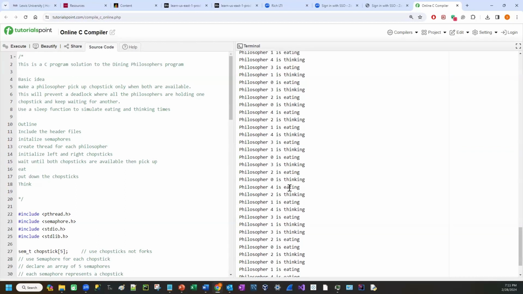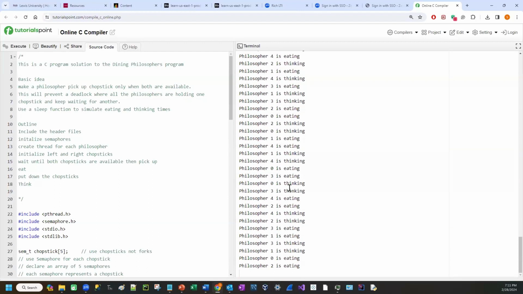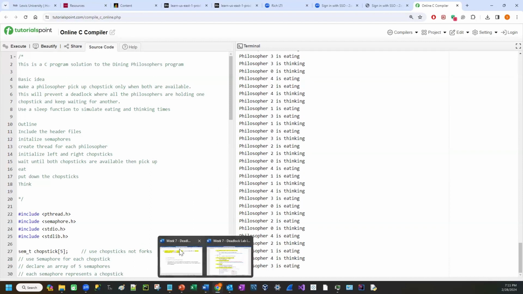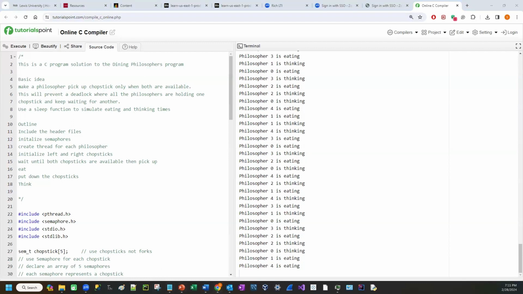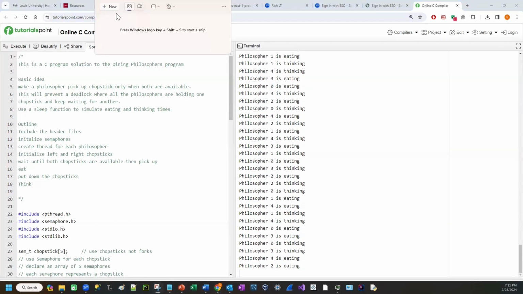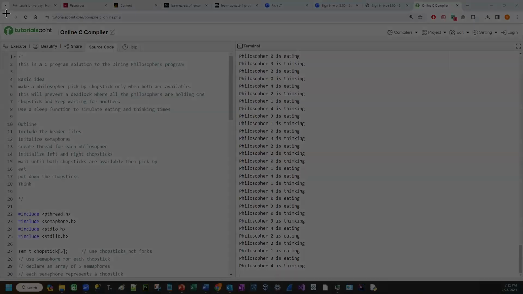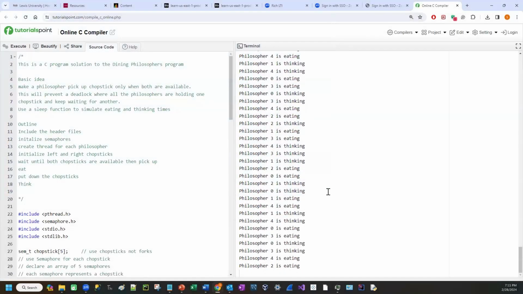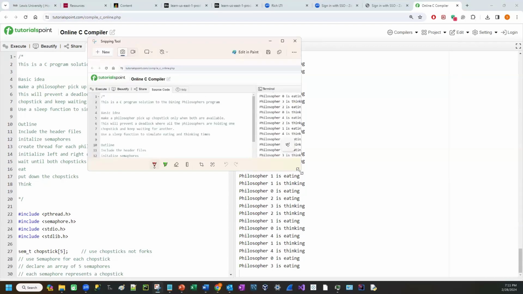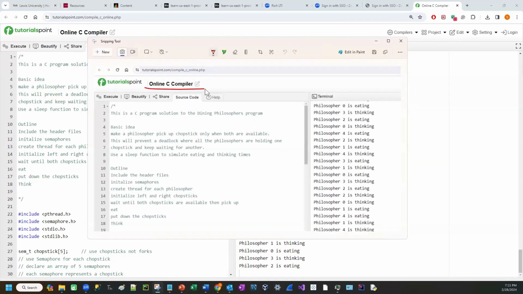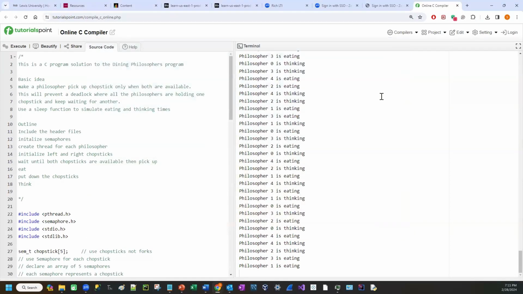Because we don't want any starvation or deadlock situations. Basically all you have to do is take a screenshot of this. So I'll take a screenshot here, like that, and just underline what you're doing, and then that should be okay. All right, so that's basically all you have to do.